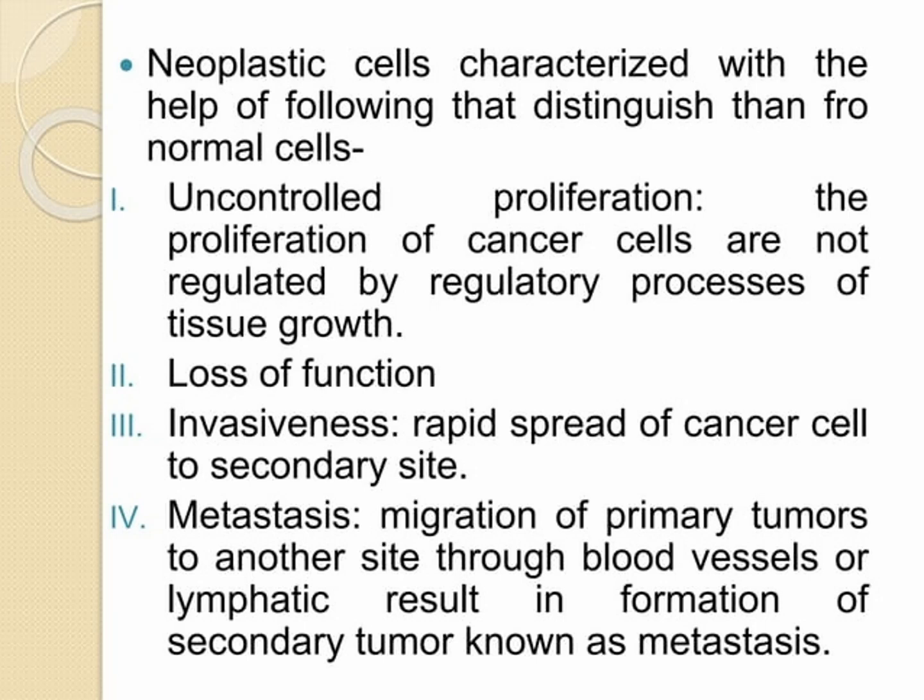Then metastasis, that is the fourth character of these neoplastic cells. It is the migration of primary tumors to another site through blood vessels or lymphatic system, resulting in formation of a secondary tumor known as metastasis. So metastasis is the formation of a secondary tumor by migrating. The primary tumors will be migrating to another site through blood vessels or lymphatic system.